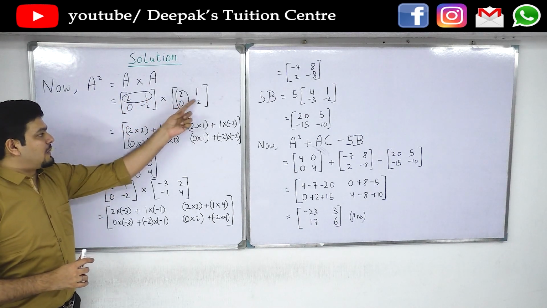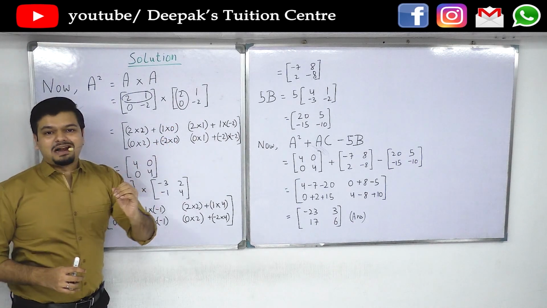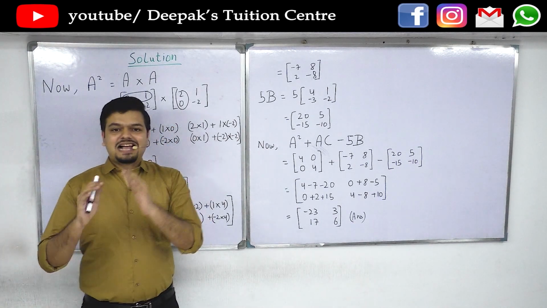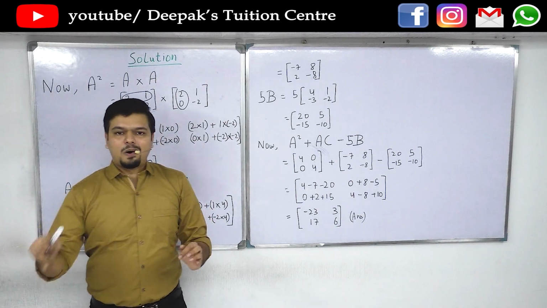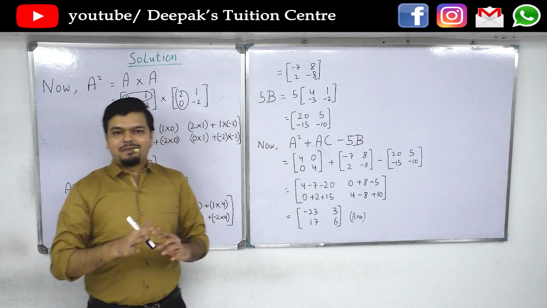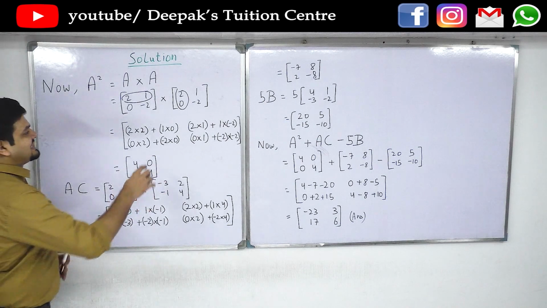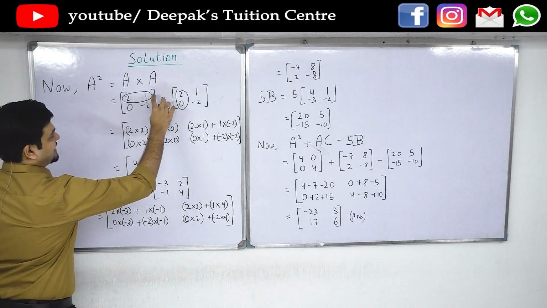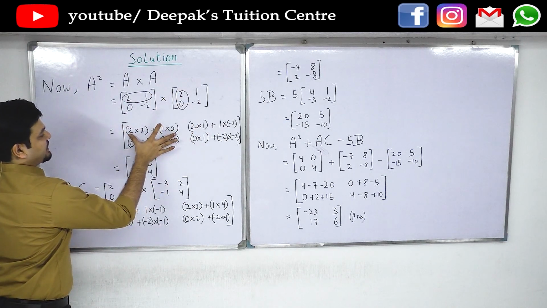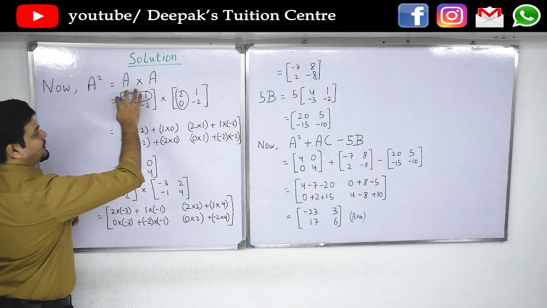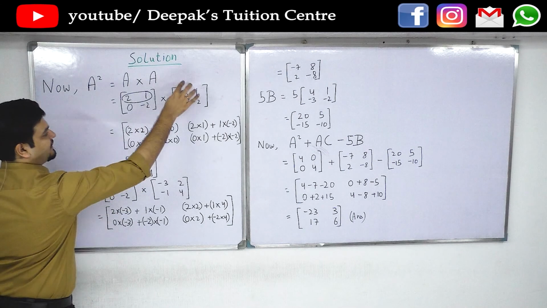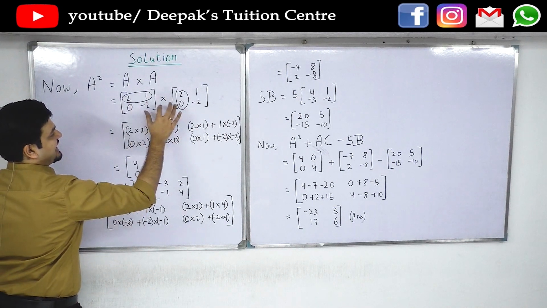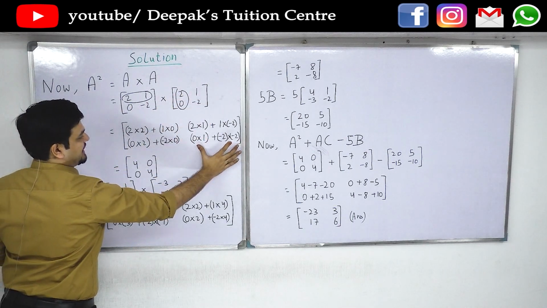Again 2, 1, 0, minus 2. To multiply, you need to remember that matrix multiplication in short is row into column. If you remember this, then it becomes very easy. So what you do is you multiply the first row with the first column to get A11. You multiply first row with the second column to get this, second row with the first column to get this, and the second row with the second column to get this.